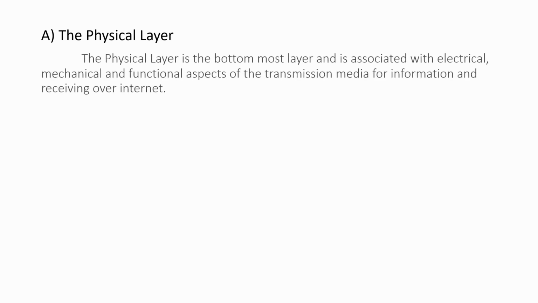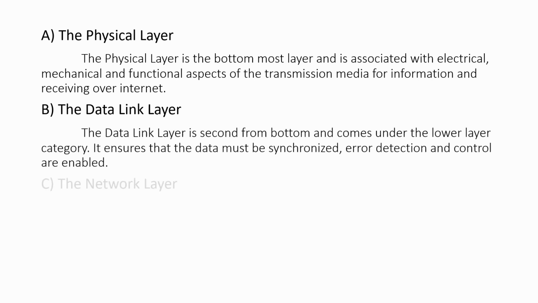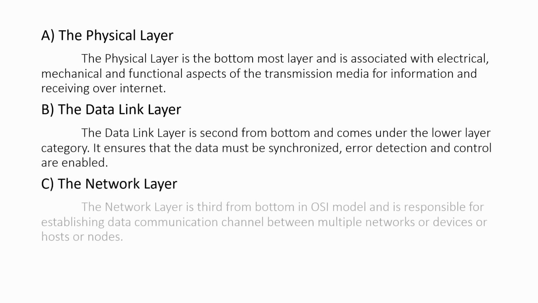The physical layer. The physical layer is the bottom-most layer and is associated with electrical, mechanical, and functional aspects of the transmission media for sending and receiving information over the Internet. The data link layer. The data link layer is second from bottom and comes under the lower layer category. It ensures that the data is synchronized, and error detection and control are enabled. The network layer. The network layer is third from bottom in the OSI model and is responsible for establishing a data communication channel between multiple networks or devices or hosts or nodes.